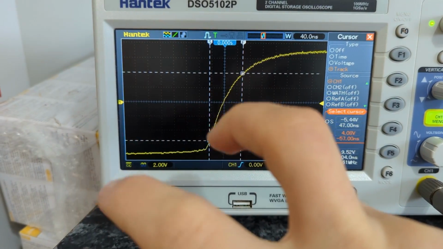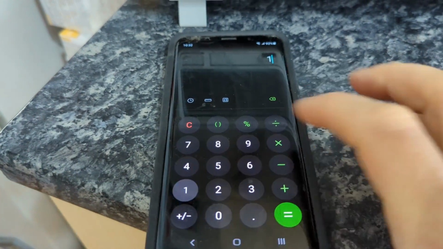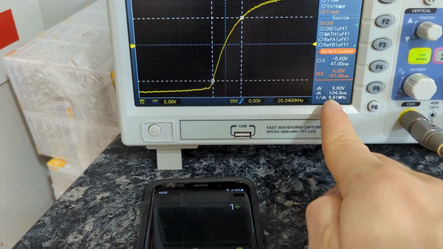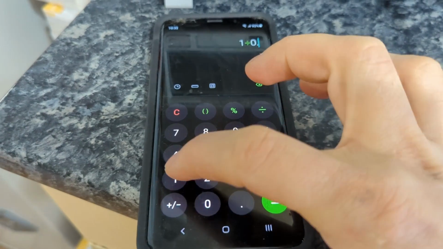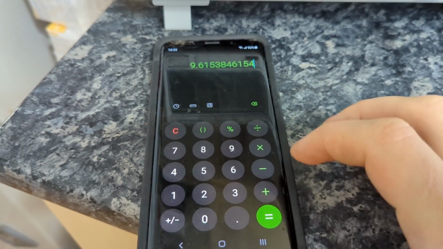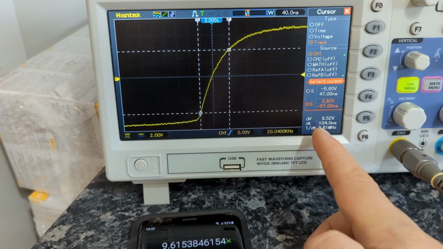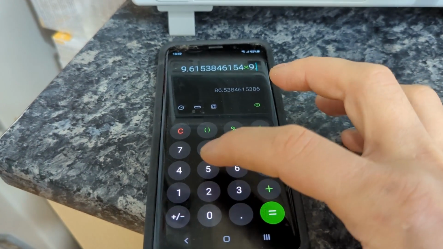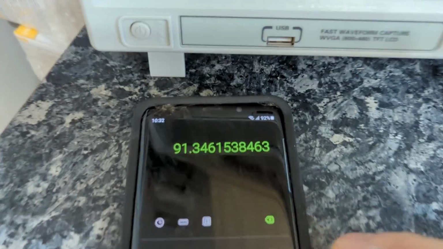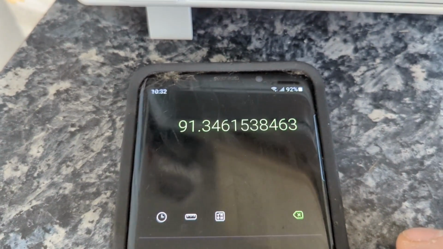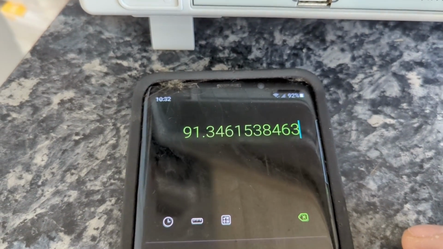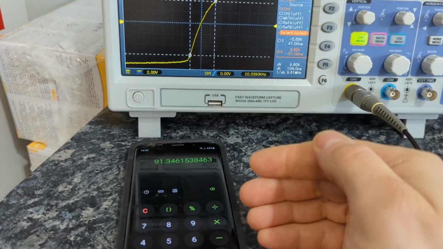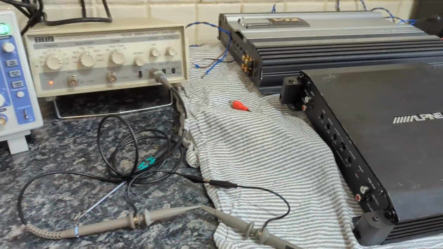So we need to do some basic math. We take 1 millisecond divided by 0.104, and then times the voltage, which is, let's say, 9.5 volts. And we have a slew rate of 91 volts per microsecond. So the industry standard is volts per microsecond, and we will see how good these amplifiers are.